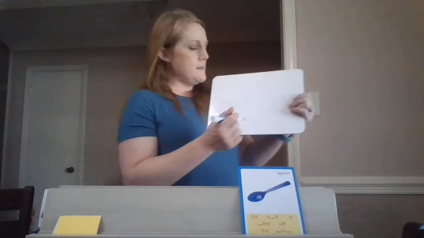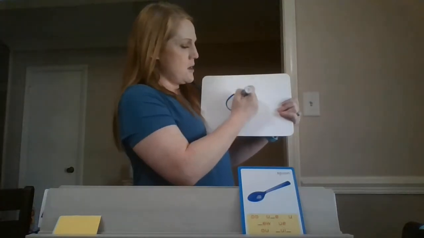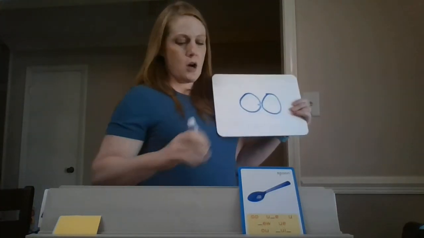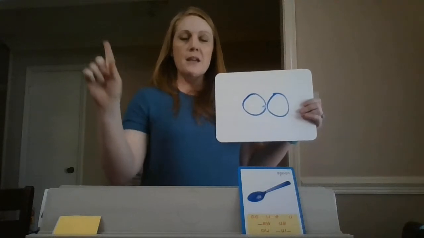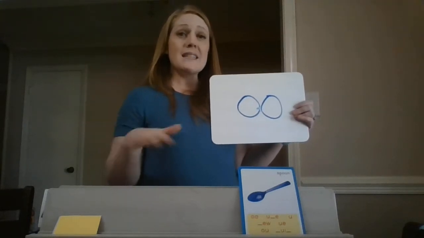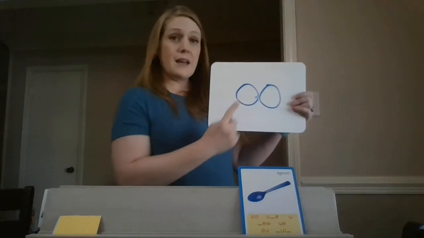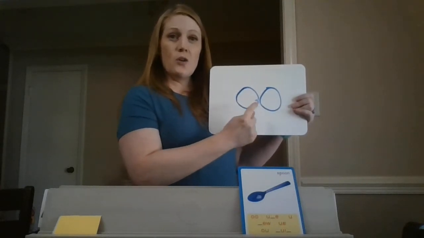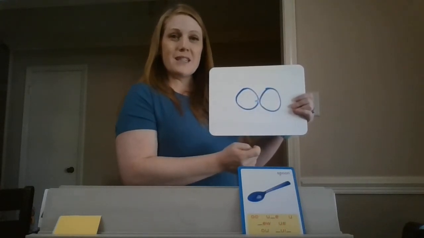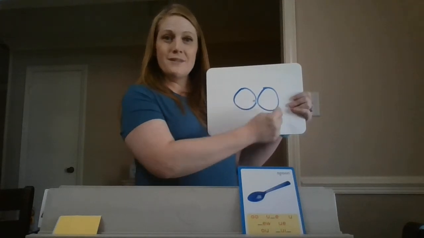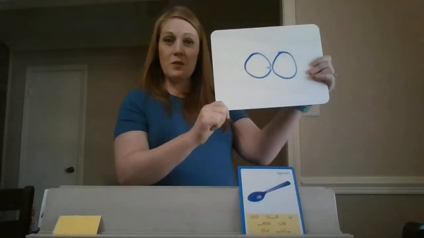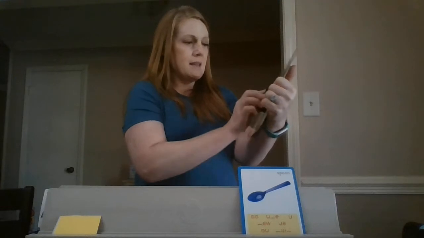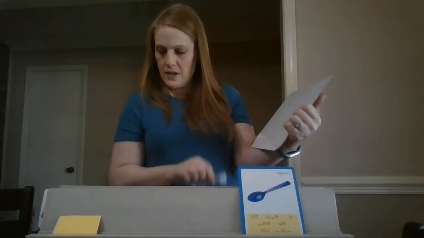So the first one is oo with O-O. Let's pick your finger up, trace the O-O, and we're going to say ooh as we trace. Ready? Ooh. Do it again. Ooh. One more time. Ooh. Good job. So this is one way to spell ooh. Let's move on to our next one.